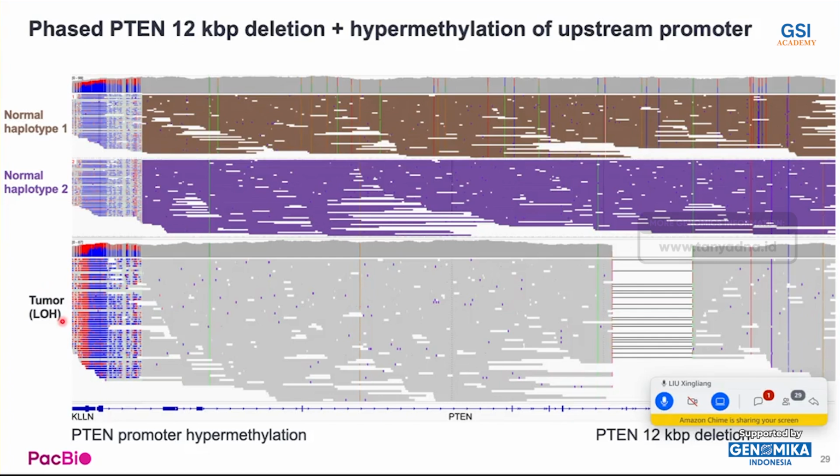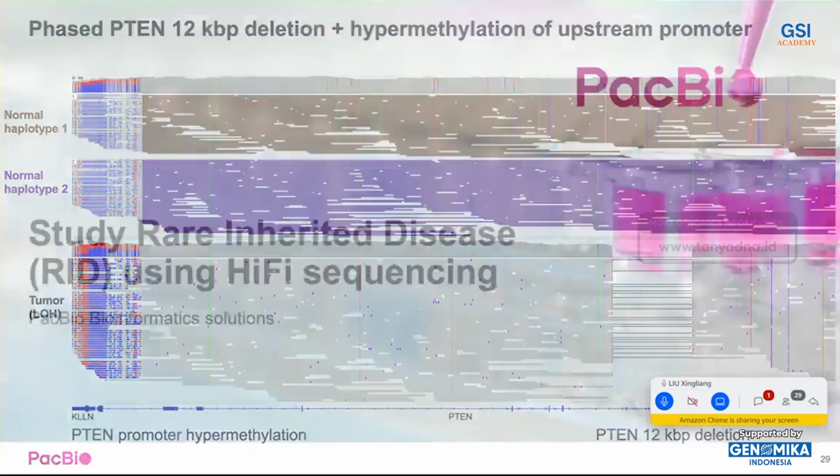Besides that, we also observe loss of heterozygosity events, where this brown haplotype in the normal sample is completely lost in the tumor sample. So basically, all of those things can be done within just one assay. You don't need 2 or 3 assays to get this analysis done.